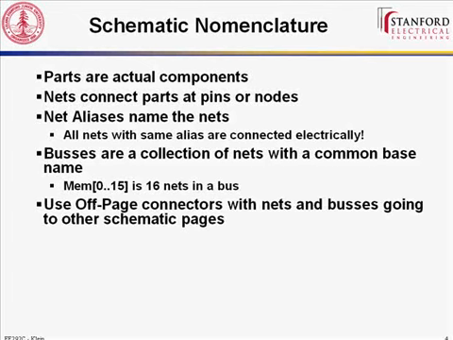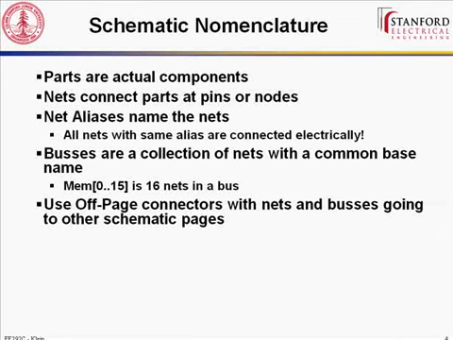Okay. So there are things called off-page connectors, which you need to use if your net or bus goes off the current schematic page and onto a different schematic page. Again, there's a special button for this. I'll show it to you guys. But in order to get connectivity between schematic pages, you have to make sure that the nets have one of these off-page connectors somewhere on the page.